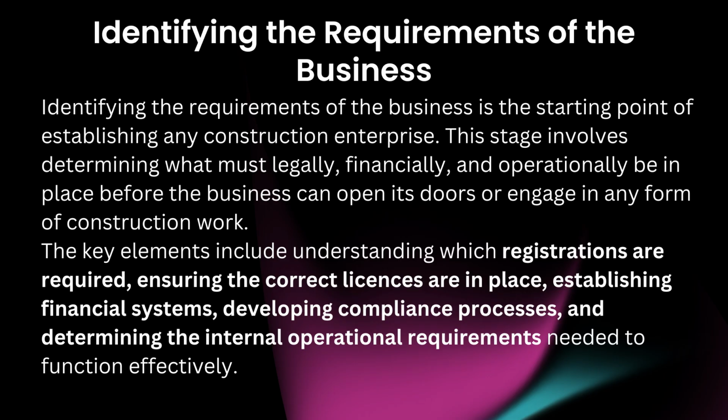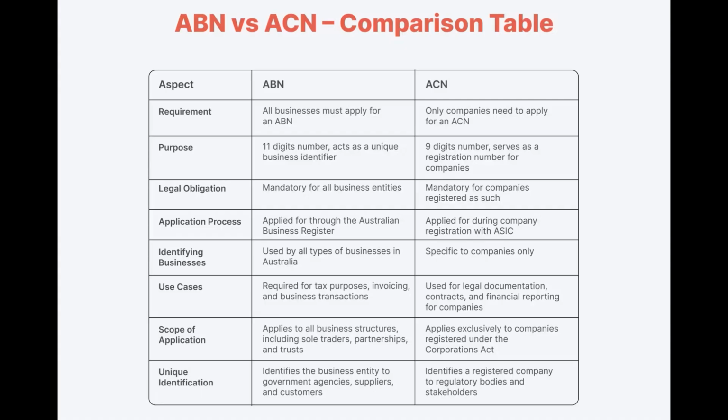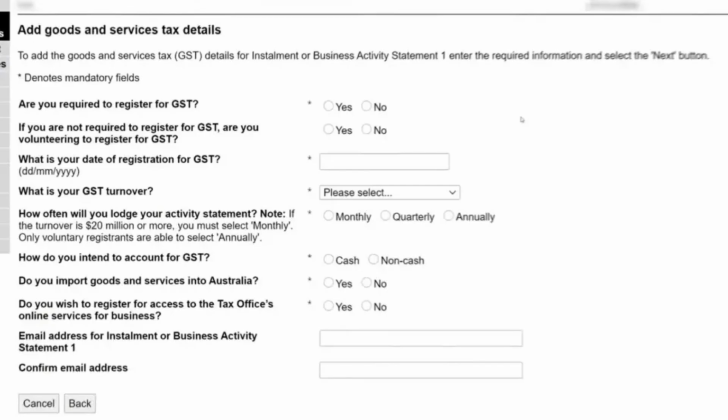For example, a construction business must consider whether it will operate as a sole trader, partnership, company, or trust. Each structure carries different tax implications, reporting requirements, and legal responsibilities. The business must register for an ABN, potentially a company ACN, and GST, if turnover exceeds the threshold. Insurance is another requirement: public liability insurance, workers' compensation, and construction-specific insurances such as contract works insurance.